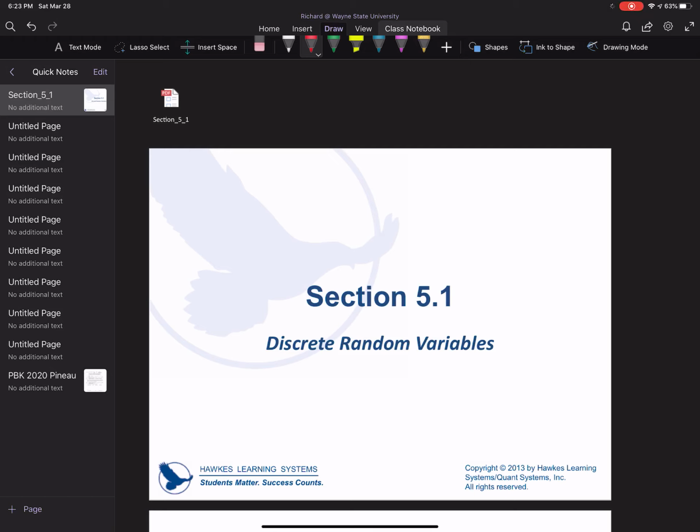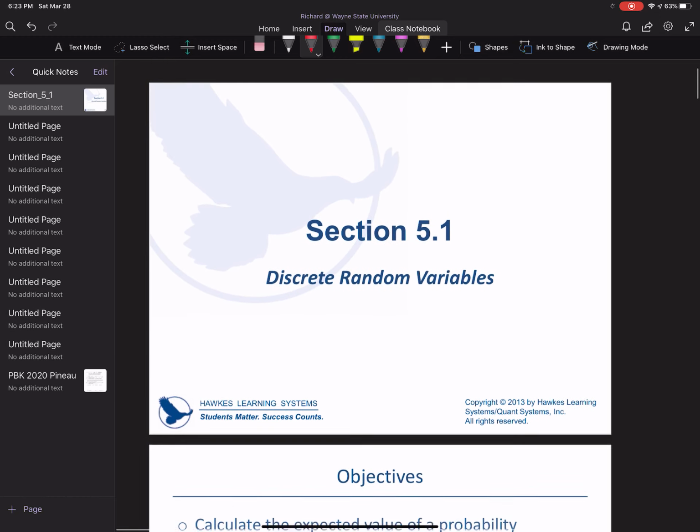Hey there, everyone. We're moving into our next section, which is in Chapter 5. It's the only section that we're covering in that chapter, and it's on discrete random variables. And in many ways, this kind of wraps up our conversation on probability. It's kind of a cool section, one of my favorites, as a matter of fact, in the course. So let's dive right in.